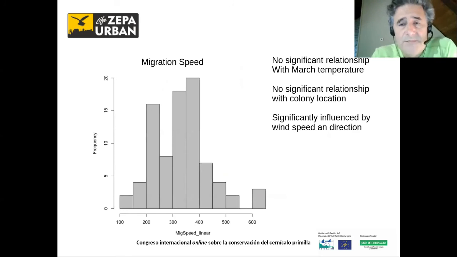What about migration speed? Well, there is no significant relationship between migration speed and March temperature, nor with colony location. So the migration speed is also quite variable. It can range from 100 kilometers per day up to 600 kilometers per day, so it's nearly sixfold. But this migratory speed is mainly influenced by wind speed and direction, and apparently is not something that the kestrels can select.